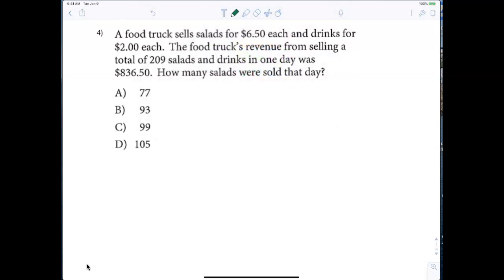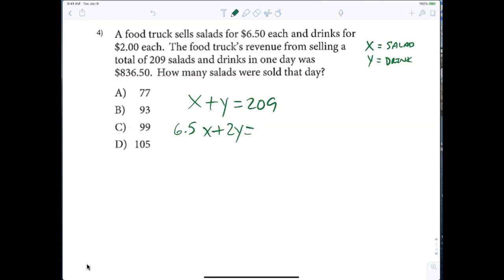Yeah, but do you mind if I just use X and Y? I just don't like using S. So X is going to be your salad, right? And Y is going to be your drink. All right, now tell me what equations you want to write. X plus Y is equal to 209. You are amazing. X plus Y equals 209. And then 6.50X plus 2Y is equal to 836. Thank you very much. I appreciate that.